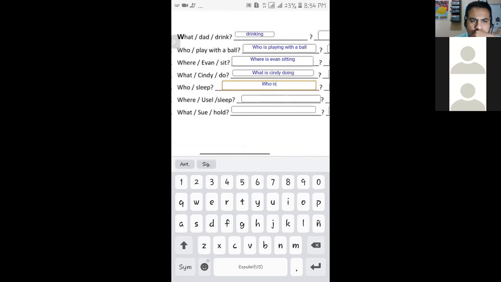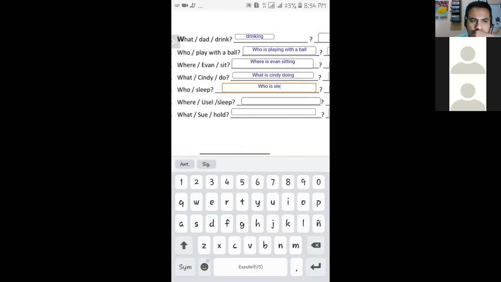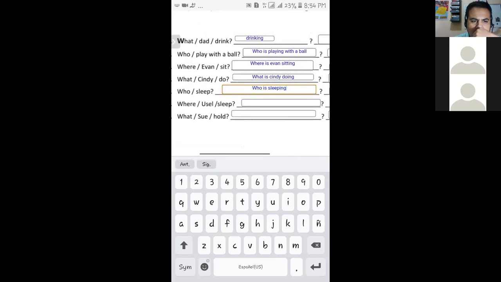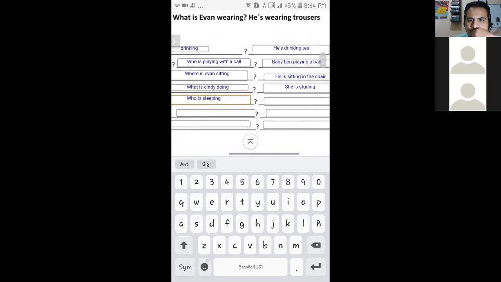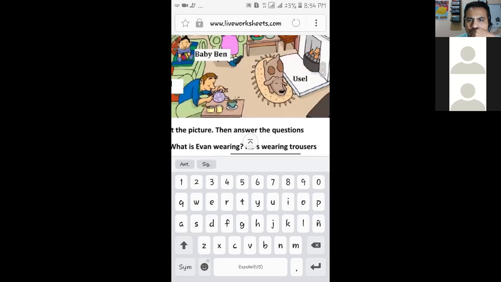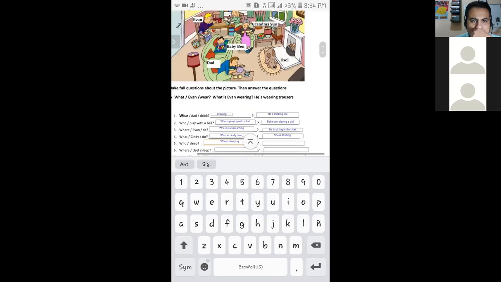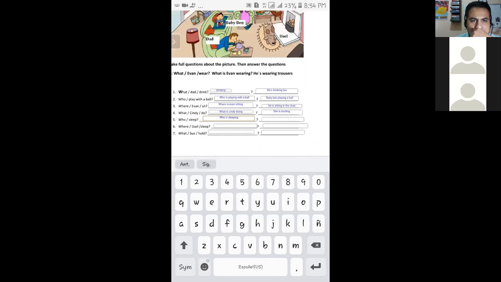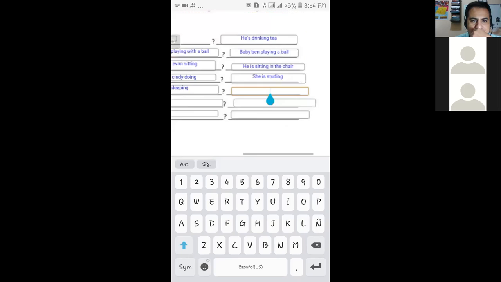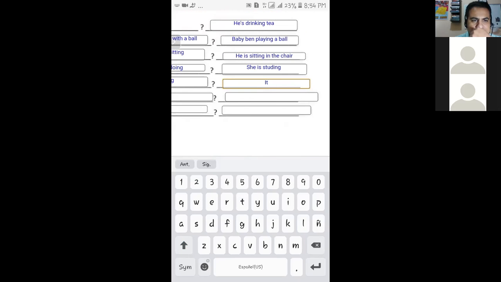Who is sleeping? Sleeping. Vamos a estar el perrito. Sí. O sea, sería. It is.